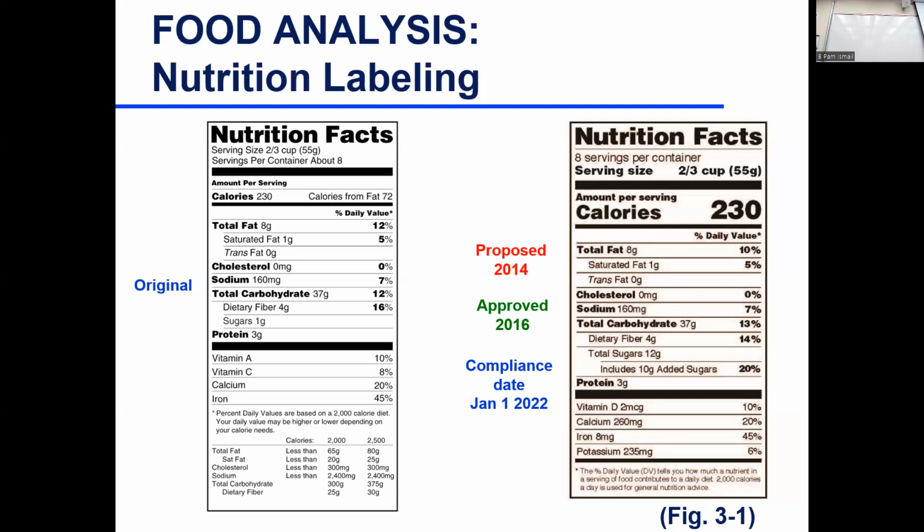There is one more. There's no longer calories from fat. Oh, there's no longer calories from fat. I think it's good. There's one more important thing: potassium. So we still have calcium, we still have iron. Potassium was added due to the knowledge of the importance of potassium for muscle movement and especially the heart.